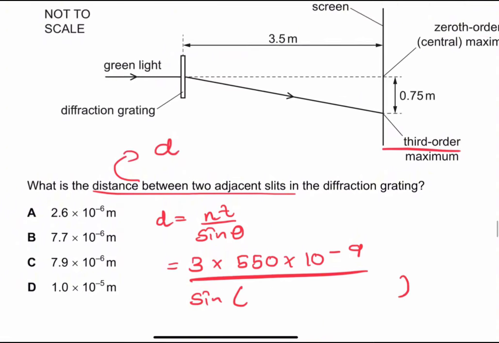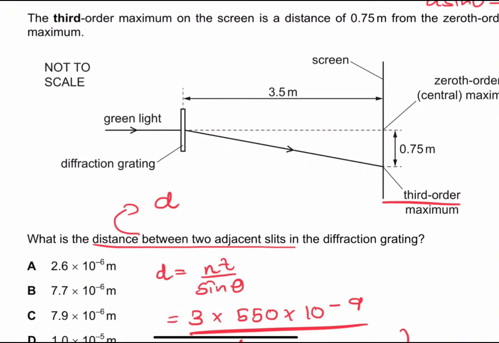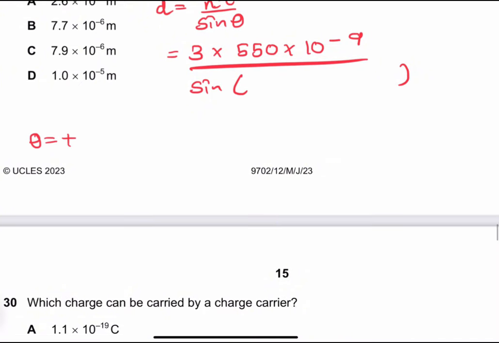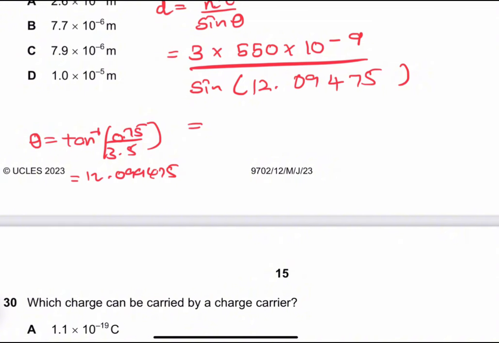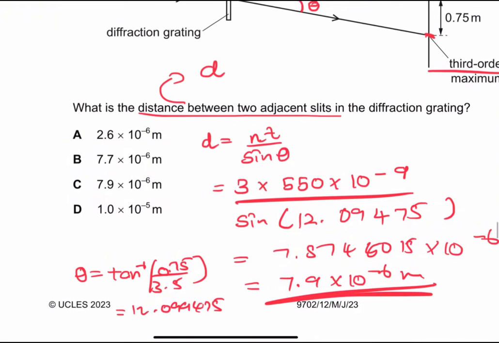We don't know the angle, guys. What is the angle? The angle is the angle between the maximum that you're producing and this particular zeroth order, right? So this is your value of theta. But how do you find theta? We apply the laws of trigonometry. We know that tan theta is equal to opposite, which is 0.75, divided by 3.5, right? So theta actually is equivalent to arctan of 0.75 divided by 3.5. That gives you something about 12, 12.094, something like that. So if we put that here, we get a value of D that is equivalent to 7.84. So this is basically our value of D, and our answer is C.